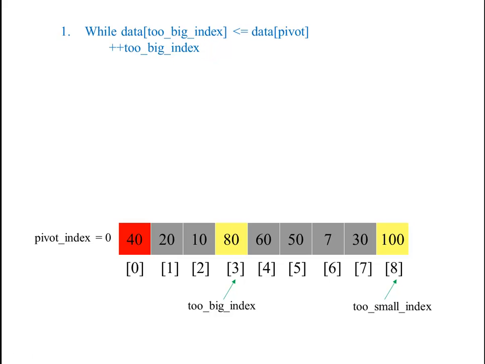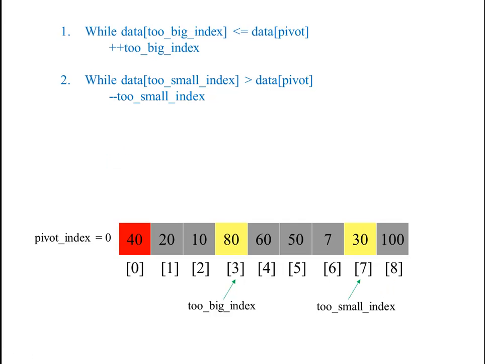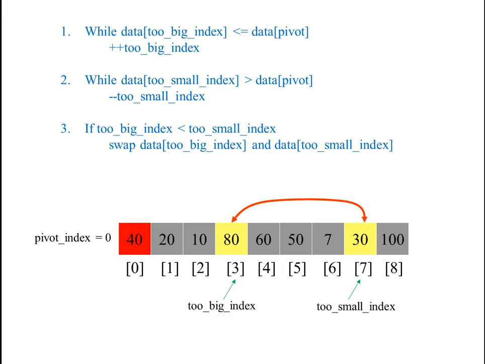So what is the next thing which will happen? It will start looking with the other index, two small index, and keep moving until you find something which is smaller than the pivot element. Okay. Now here, is 30 smaller than the pivot element? Yes, it is smaller. So we will just stop here. And once we have stopped, the next thing we do is check if this index is less than this index, then do the swapping of the elements. So 30 comes here, 80 comes here. Okay.